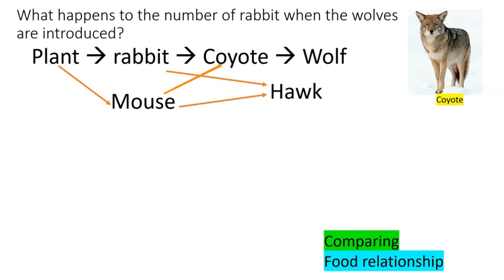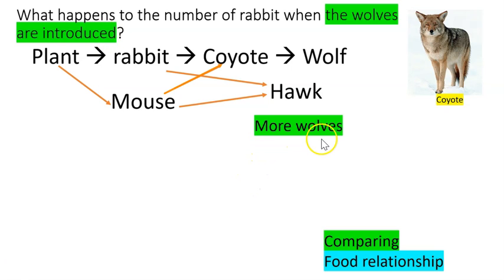Let's now move on to the more complex question involving the food web. What happens to the number of rabbits when the wolves are introduced? We still make use of these two criteria to answer this question. Just like the first question, the change is the wolves are introduced. This means that there are more wolves. In this question, we want to find out what happens to the number of rabbits. However, in this food web, the rabbit and the wolf are not directly related. The coyote links the wolf and the rabbit together.